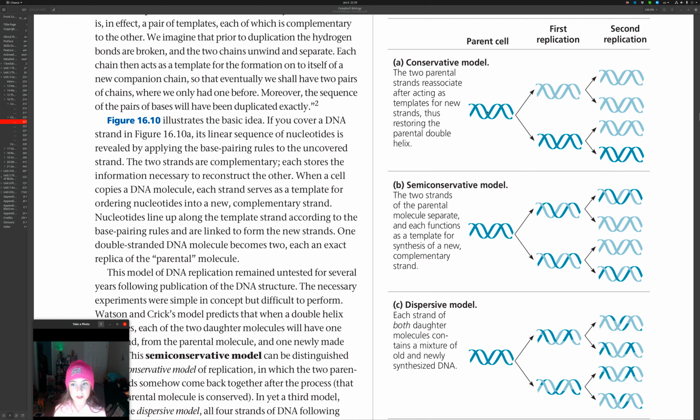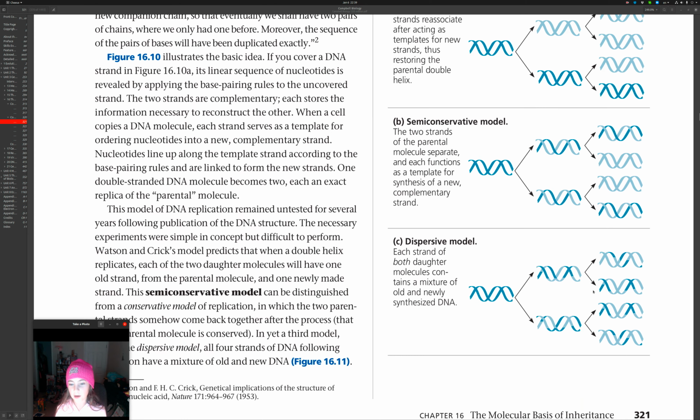So first you have this parent cell containing this parent DNA. In the first replication, there's going to be one new, one old. And then out of the new, there's all new, and then out of the old, there's one new, one old. And that repeats. And then in the semi-conservative model, we have this parent cell, parent DNA. First replication, half new, half old, and that continues in each generation.